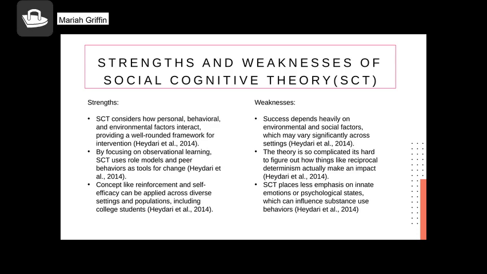However, SCT has limitations. It is highly dependent on context, meaning its success relies heavily on environmental and social factors, which can vary. Second, the complexity of constructs like reciprocal determinism makes it challenging to isolate and measure the individual impact. Lastly, SCT places limited emphasis on internal factors such as emotions or psychological states, which can play a significant role in substance use behaviors. Overall, while SCT provides a strong foundation for intervention strategies, addressing its limitations can improve its effectiveness in combating substance use.